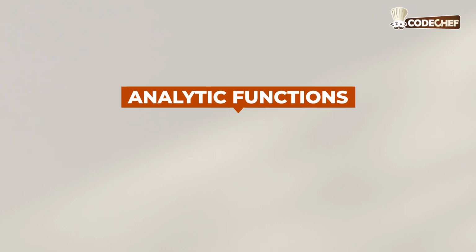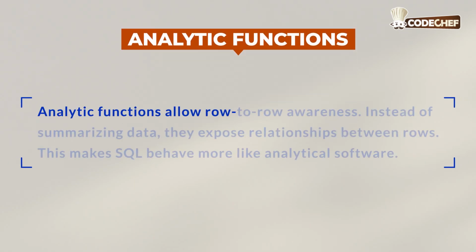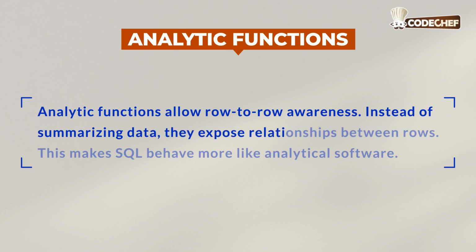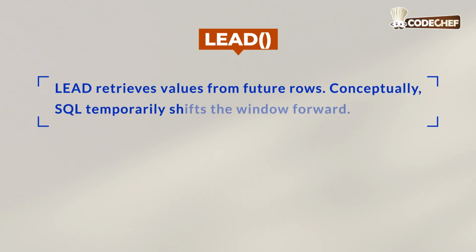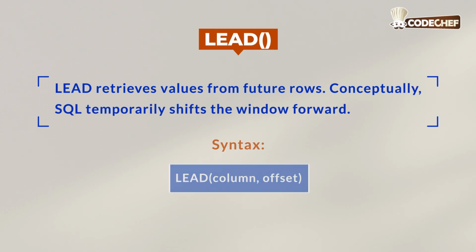Analytic functions. Analytic functions allow row-to-row awareness. Instead of summarizing data, they expose relationships between rows. This makes SQL behave more like analytical software. So here we have examples of some analytic functions. First is lead function. Lead retrieves values from future rows. Conceptually, SQL temporarily shifts the window forward. Its syntax is lead(column, offset).